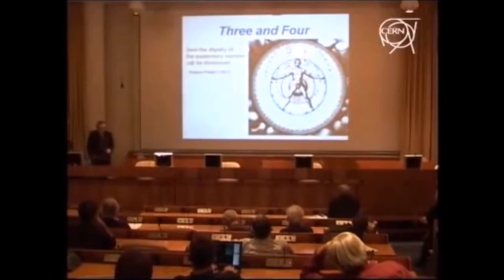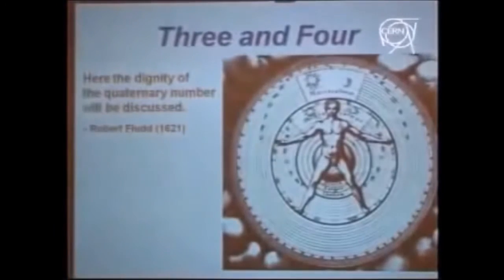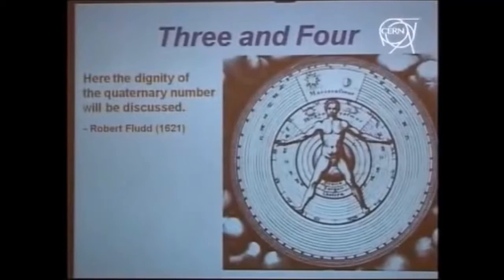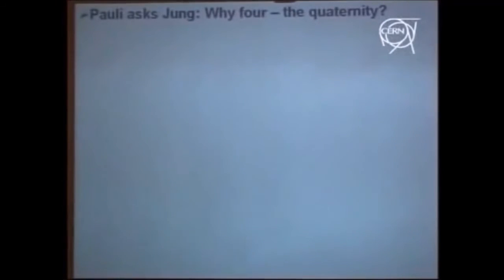Pauli's dreams shift to topics concerning the numbers 3 and 4. Pauli asks Jung, why 4? Why the quaternity? The 4 seems to be something which Jung emphasizes. 3 was good enough for Kepler, who was Pauli's intellectual hero, and also for Christianity. And could it be that at this point, Pauli is beginning to realize, recall the angst in moving from 3 to 4 and discovering the exclusion principle?